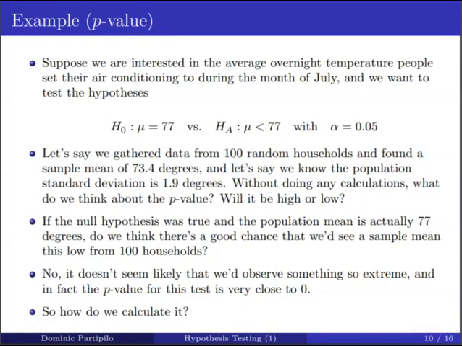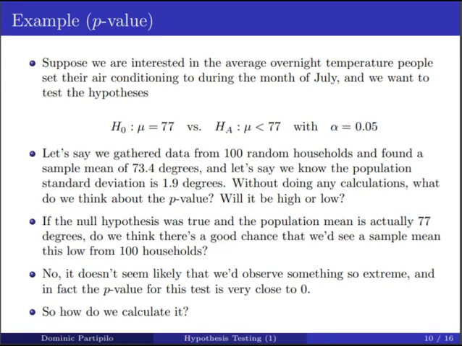So let's look at an example. Suppose we're interested in the average overnight temperature that people set their air conditioning to during the month of July, and we want to test the hypotheses here. Our null hypothesis is that the mean temperature is 77 degrees, and the alternative hypothesis is that the mean temperature is less than 77 degrees, and we're going to use a significance level of 0.05.